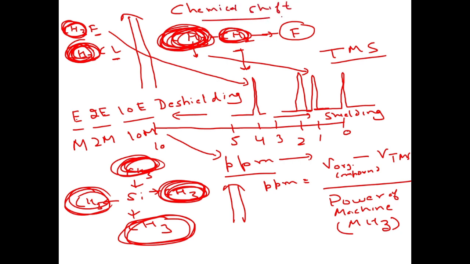तो chemical shift के बारे में मैंने आपको बताया that the frequency of the organic compound minus frequency of the TMS, tetramethylsilane, divided by power of machine, that is in megahertz, into 10 power 6. So here into 10 power 6 is left, here 10 power 6.